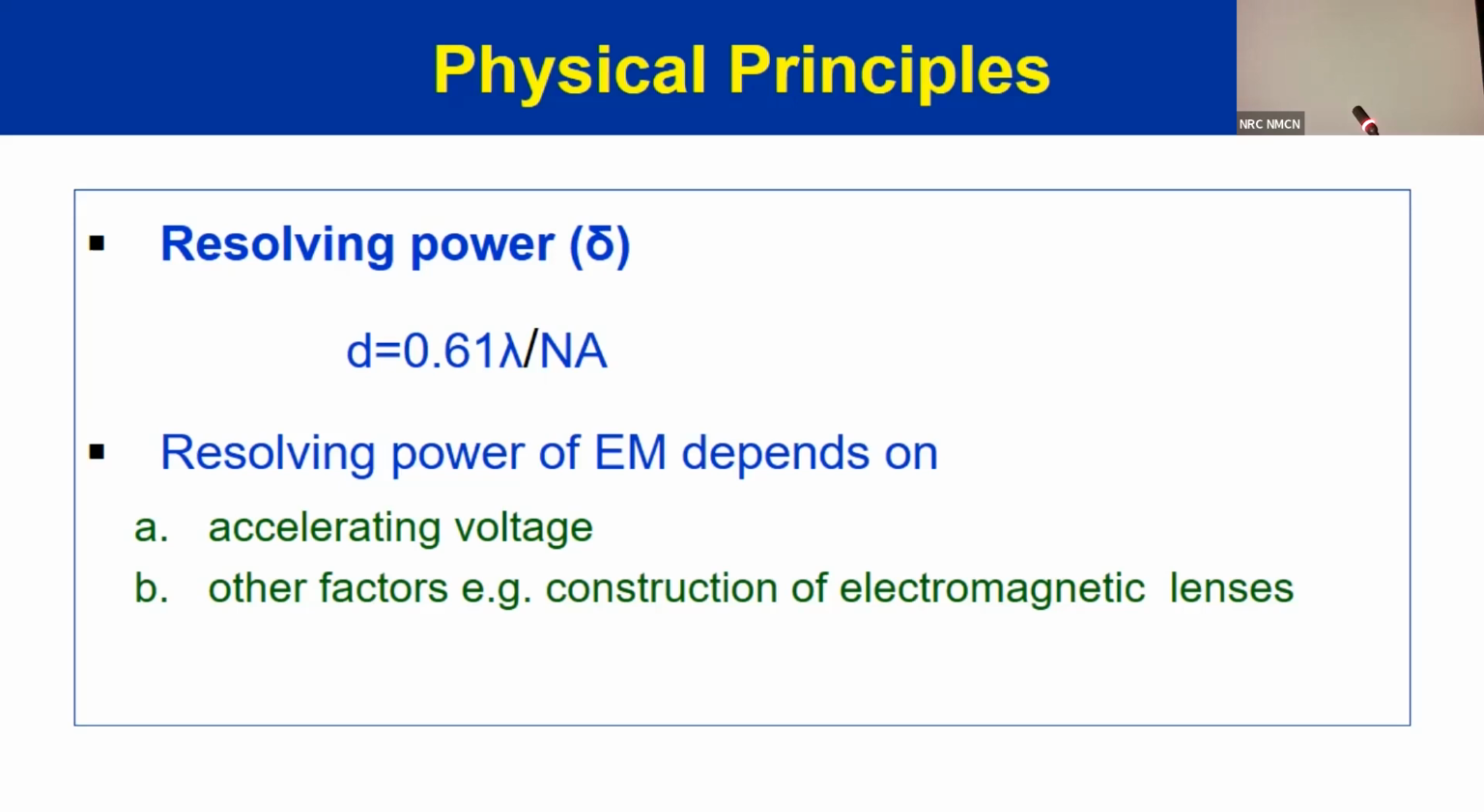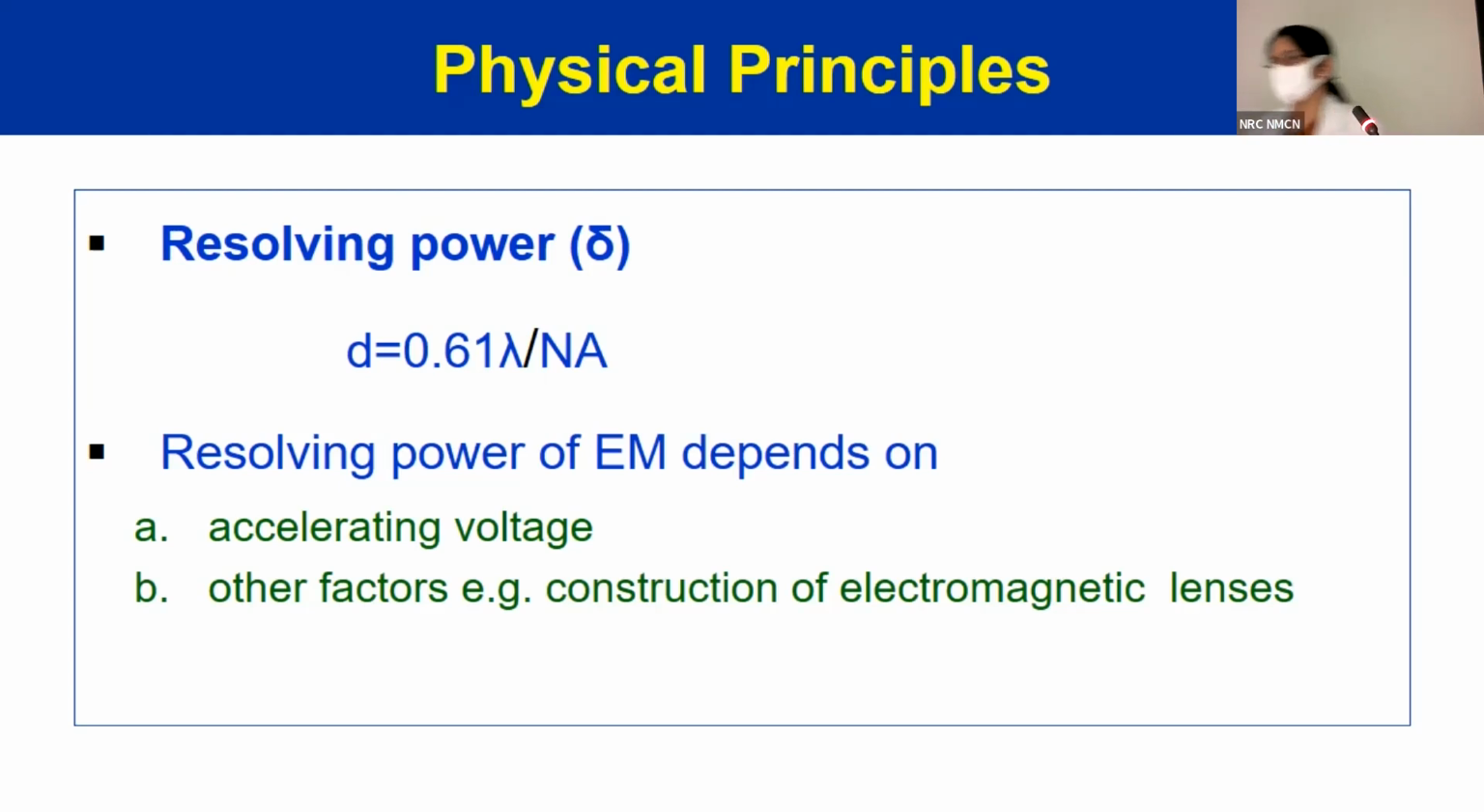For example, in our microscope, we can use up to 200 kV, but 120 kV. So we have 80, 100, and 120 kV. When we use an accelerating voltage of 100 kV, the wavelength decreases further, and therefore we can go to higher magnification. So that is why the accelerating voltage is important.